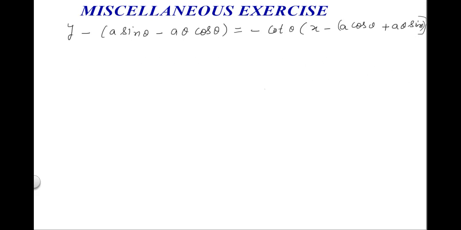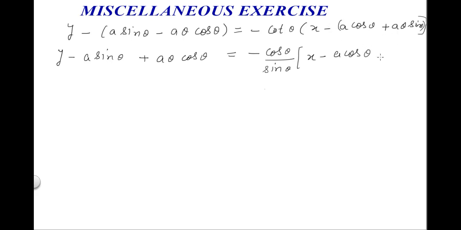Let us open the braces first. So we have y minus a sin theta plus a theta cos theta equals minus cot theta, which can be written as minus of cos theta divided by sin theta, and in the bracket we have x minus a cos theta minus a theta sin theta. This is what we have, right? What I have just done, I have converted cot theta into cos and sin, and here using this minus sign I have made this sign plus, and here using the minus sign I have made this plus a negative sign. Let us just solve it now.